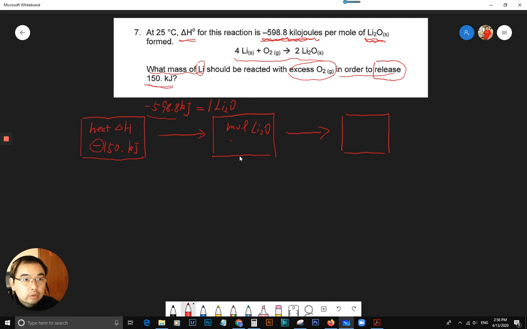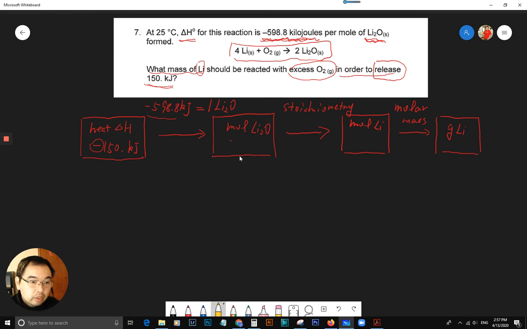Okay, once we have the mole of the lithium oxide, then what are we going to do? We're going to use the equation to solve the stoichiometry problem to figure out the mole of the lithium, right? And this is a stoichiometry. Okay, so stoichiometry. There's a mole of the lithium. Once we have the mole of the lithium, then what are we going to do? We're going to solve the gram of the lithium or the mass of lithium. And this, we're going to use the molar mass, right?